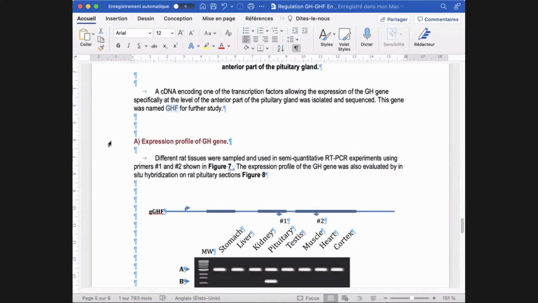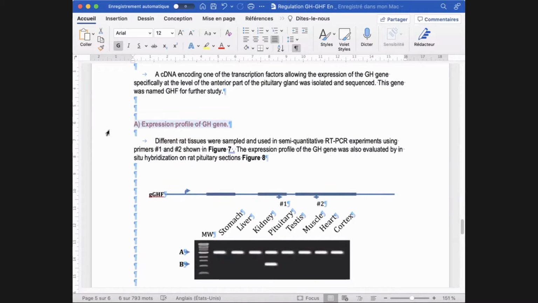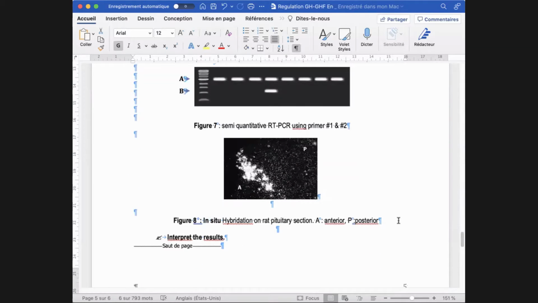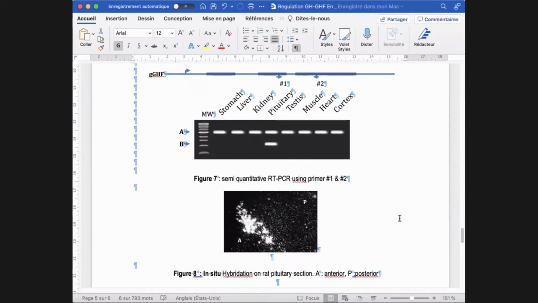So this is part number A. If you have any question, do not hesitate. In this part number A, we are going to see 2 different methods in order to analyze the profiles of expression of this GHF. Everything is summarized in the part of the exercise that is on the screen.